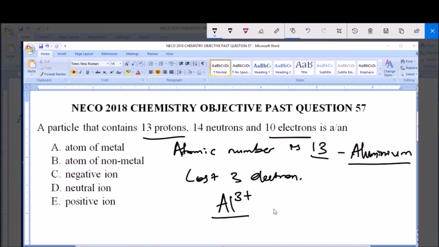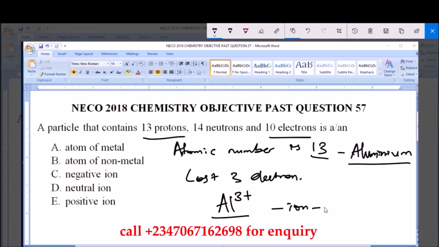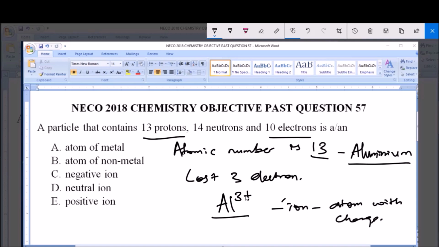Now looking at this, it is an ion, because ions are described as atoms with charges, either positive or negative. So this is an ion. Because it's carrying a positive charge, we say it is a positive ion. Remember, although it is an atom of a metal, that has not ascertained the true nature of this particle. The true nature of this particle is that it is a positive ion, because it's carrying a positive charge, and this is the atom of aluminium. So the answer to this question is option E, positive ion.